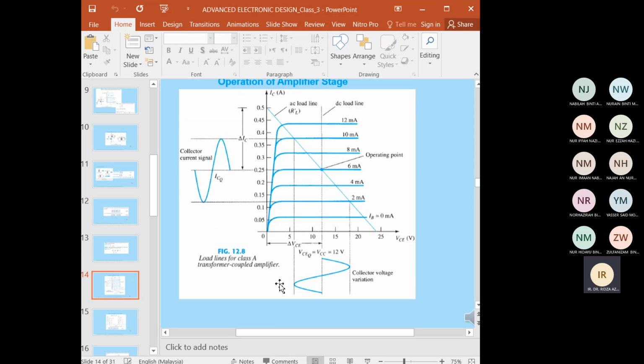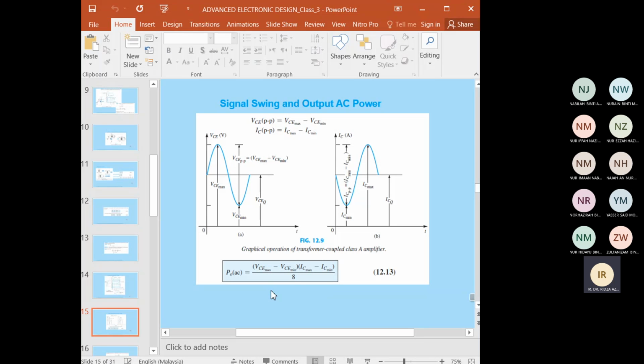Okay, next is the signal swing and output AC power. Figure 12.9 shows the voltage and current signal swing from the circuit in figure 12.6, the transformer coupled class A amplifier. A is in terms of the voltage, and B is in terms of the current.